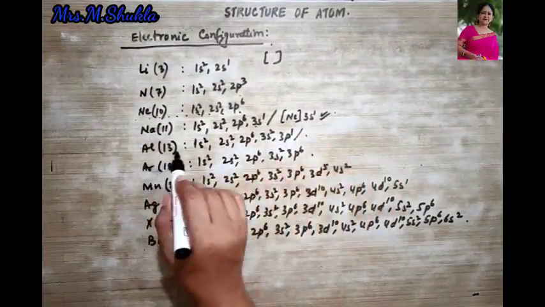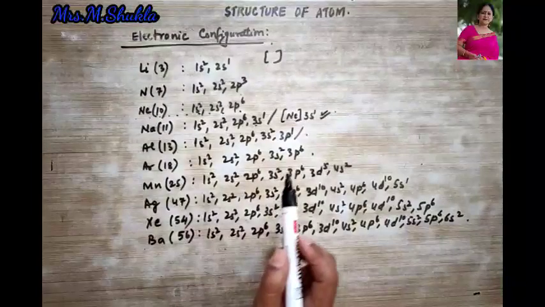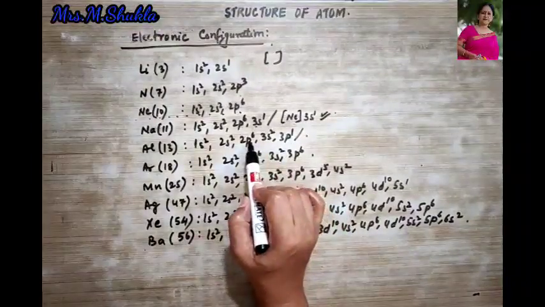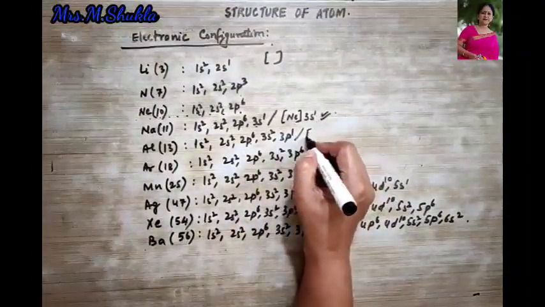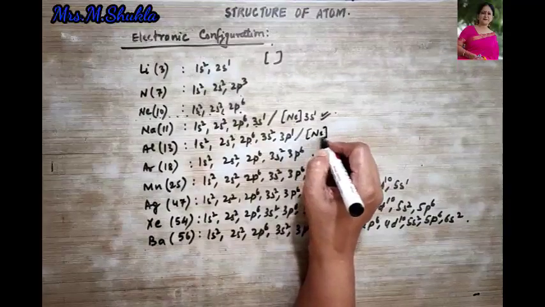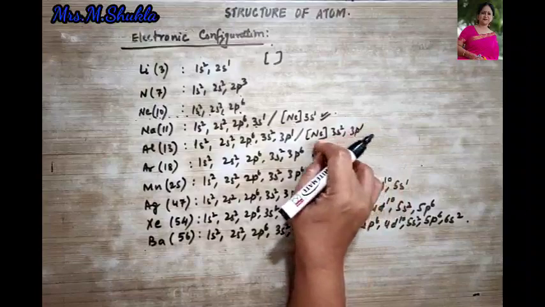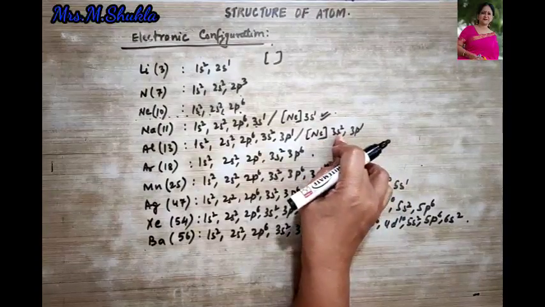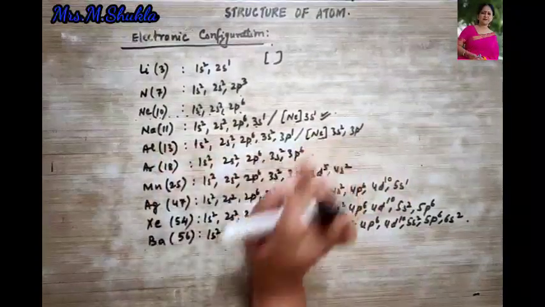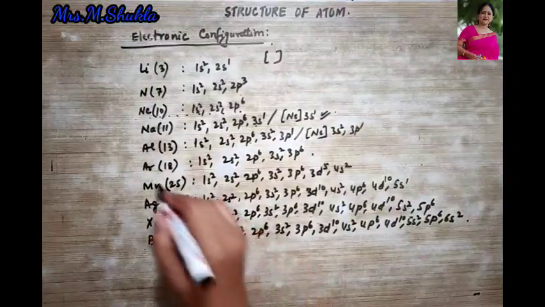Now let's talk about aluminium. Aluminium also has 10, right? So we can write over here neon and then 3s2, 3p1. So 10, 12, 13. 13 becomes the atomic number.